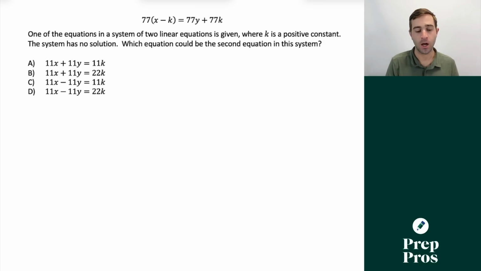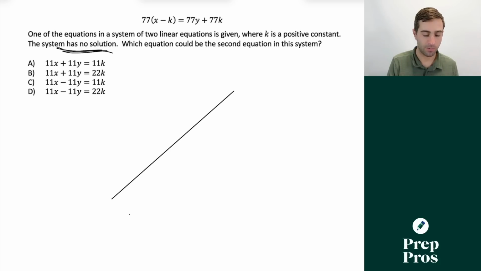Now here we see one of the equations in a system of two linear equations is given, where k is a positive constant. The system has no solution. Now, what this means is if we have no solution, it essentially means we just have two parallel lines. Therefore, the slopes are going to be the same and the y-intercepts are going to be different.